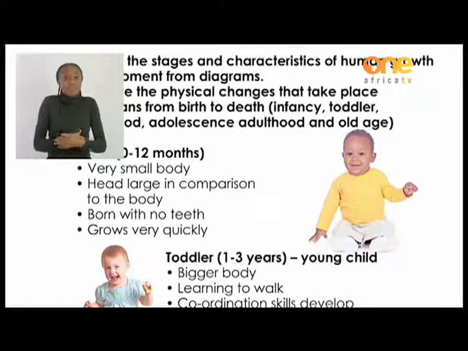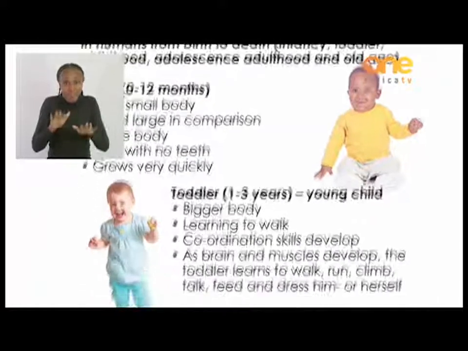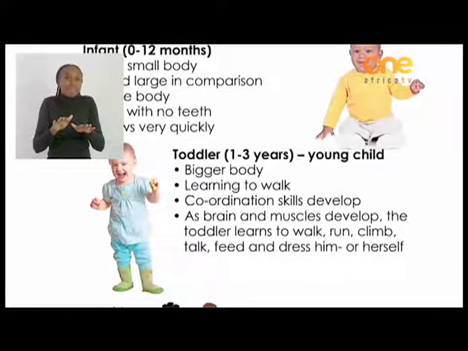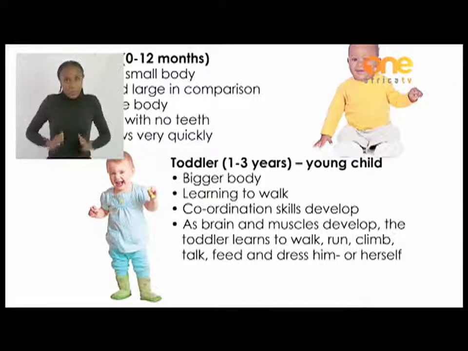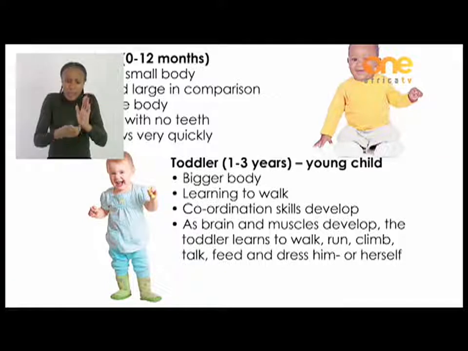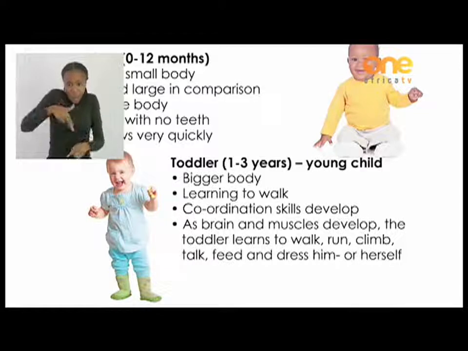We're moving on. Toddler, which is the next stage, or the second stage after being an infant or a baby. How will you be able to tell that somebody is a toddler? First thing is the age. A toddler should be at the age of 1 to 3. How do they look? Their bodies start to get bigger. They learn how to walk. Their coordination skills develop. It means they start to do things by themselves. They know that if I want to walk from here to there, I'll hold on to a chair, or I'll hold on to a bed, or whatever.